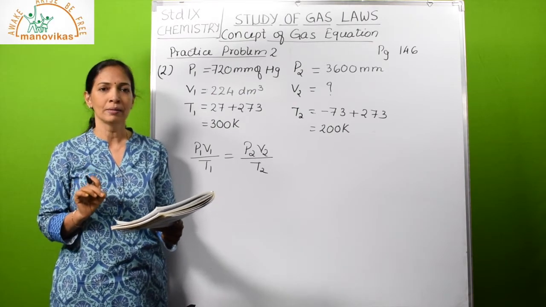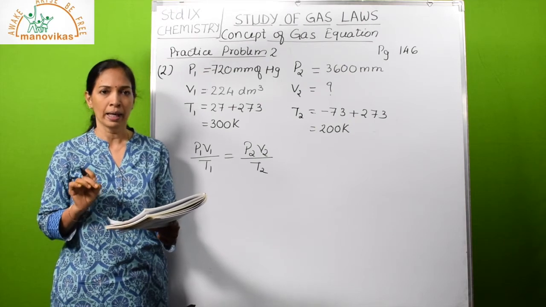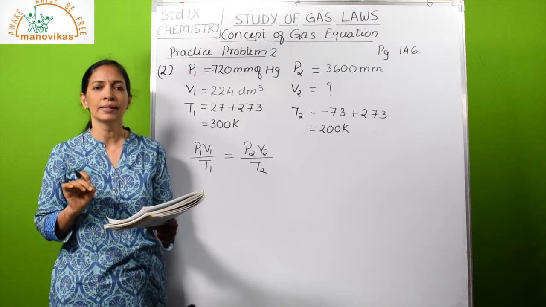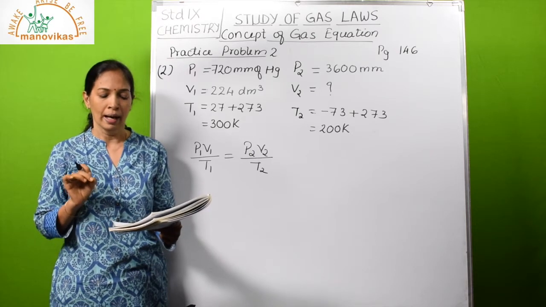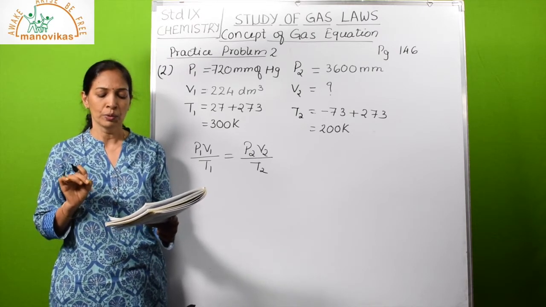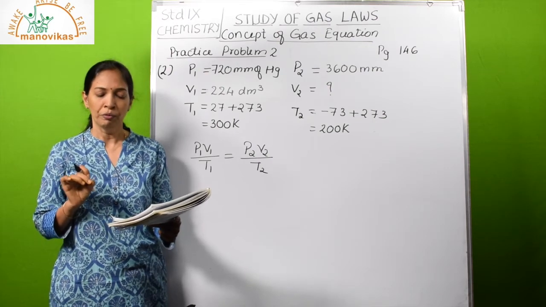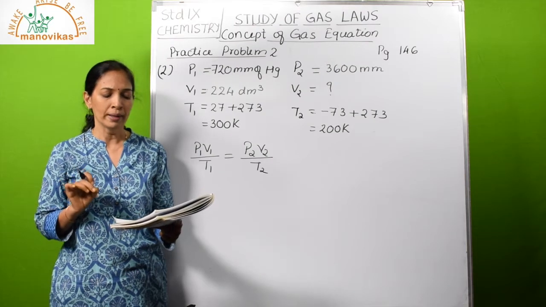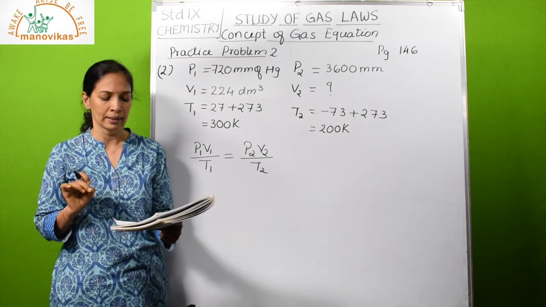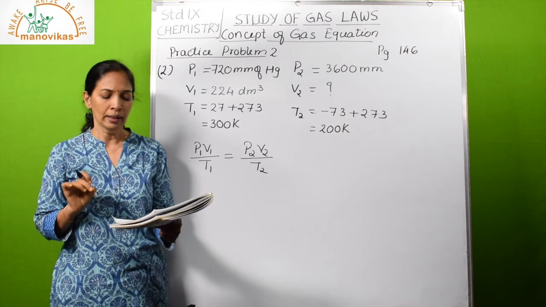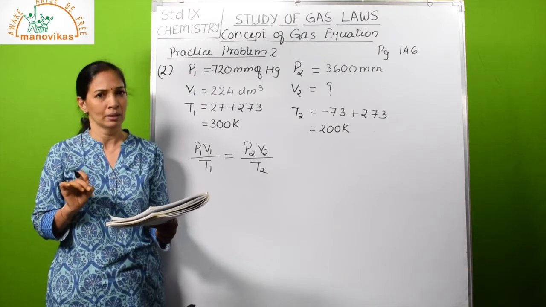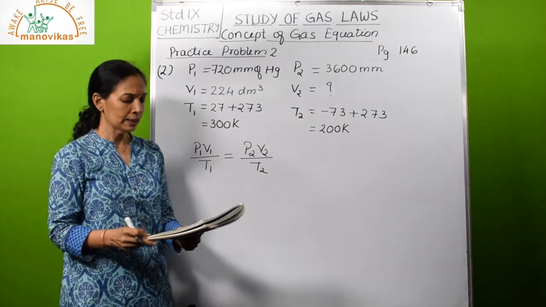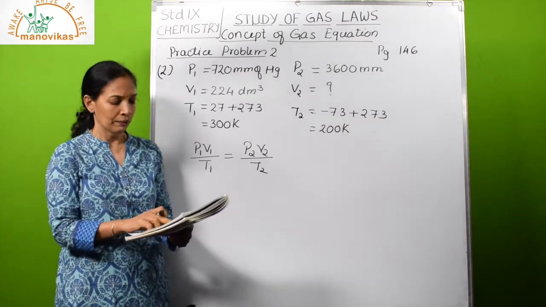224 cubic centimeter of dry carbon dioxide is at a temperature of 27 degrees Celsius and pressure 720 millimeter. Find the volume of the gas at a temperature of minus 73 degrees Celsius and pressure 3600 millimeter. Here initial and final values are given. So let us see what are the things given.